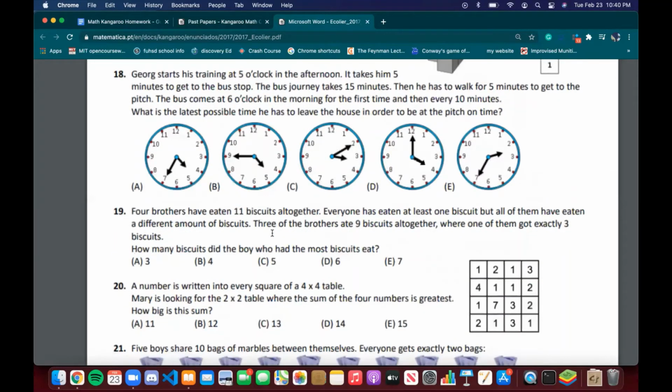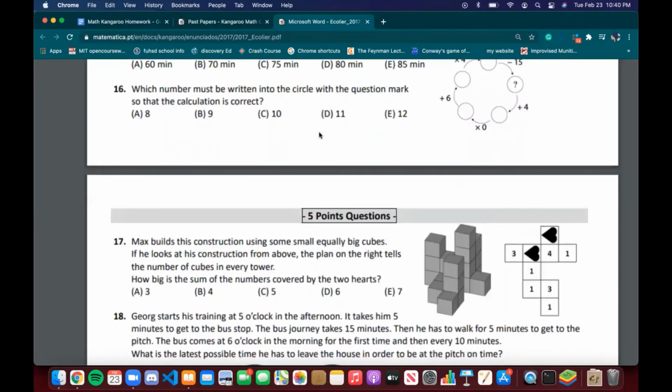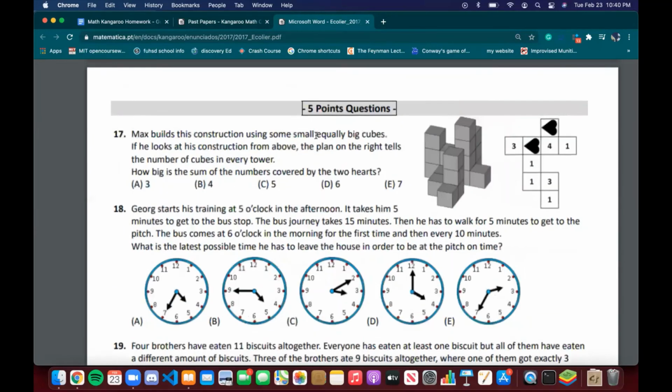Should we move on to 18? Does anyone want to move on to 18? Actually, we'll go to 15 and then we'll stop.